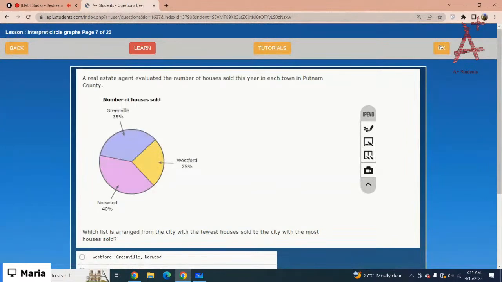Okay, a real estate agent evaluated the number of houses sold this year in each town in Putnam County. Which list is arranged from the city with the fewest houses sold to the city with the most houses sold? Got it? So the fewest would be 25% Westford, then Greenville, and then Norwood. So it would be option number one, Westford, Greenville, and Norwood. Got it?